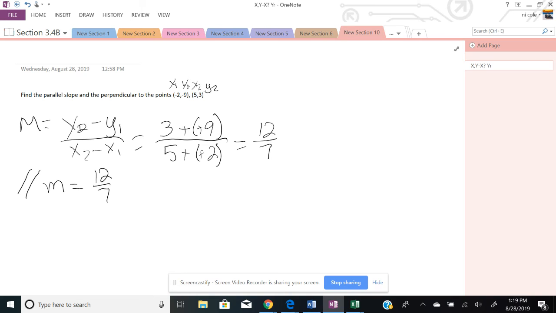Parallel slope is finding the slope. What about perpendicular? Perpendicular slope, well, I have to do the reciprocal, so that's 7/12. And because that one's positive, this one has to be negative. So it's negative 7/12. Pretty easy, pretty cool.